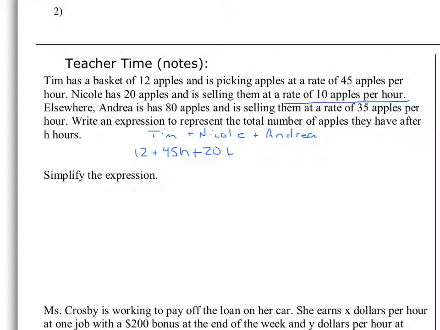Is she adding to the amount they have or taking away from the amount they have? Right, if you're selling things, you're giving those apples away. Obviously, you're getting money in return, so you're not really giving them away. But it says that she's selling them at 10 apples per hour. So what do I want to do? How do I want to put that into our expression? Sammy?